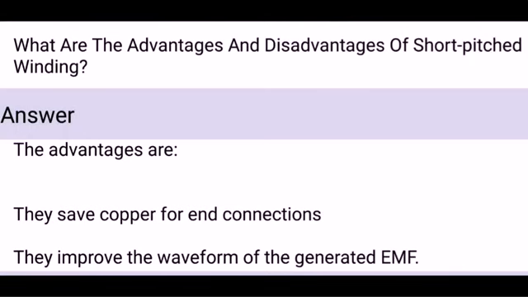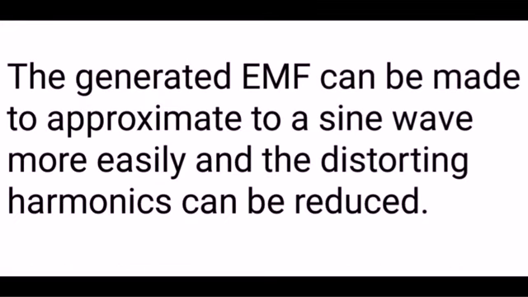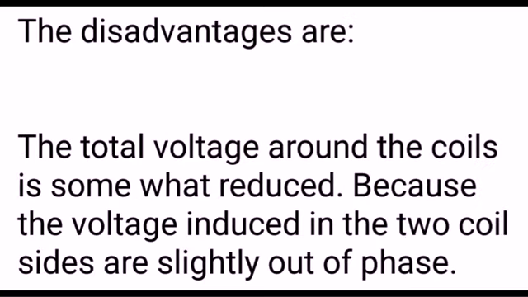What are the advantages and disadvantages of short-pitched winding? The advantages are: they save copper for end connections, they improve the waveform of a generated EMF, the generated EMF can be made to approximate to a sine wave more easily, and the distorting harmonics can be reduced. The disadvantages are: the total voltage around the coils is somewhat reduced, because the voltage induced in the two coil sides are slightly out of phase.